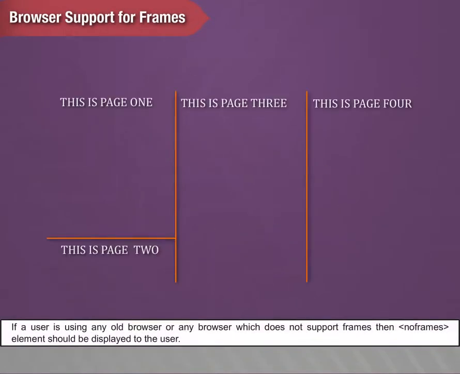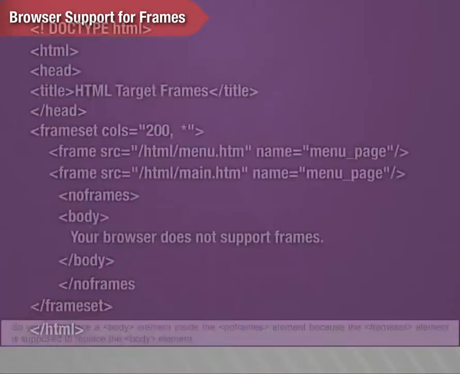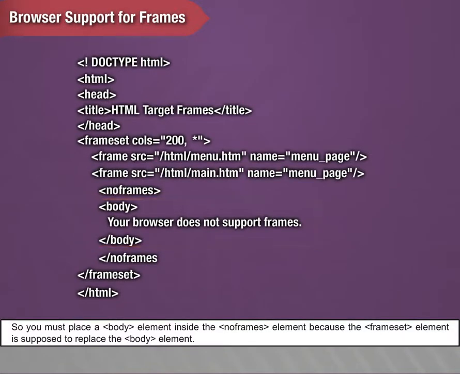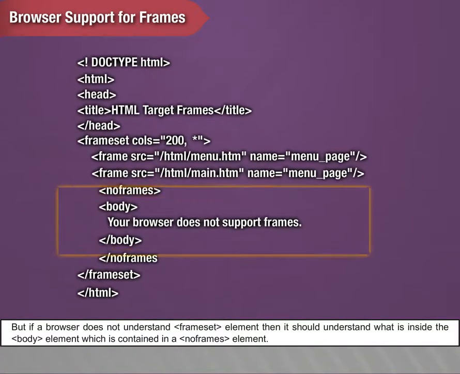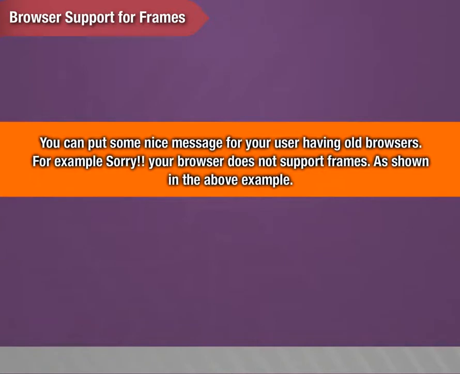Browser support for frames. If a user is using any old browser or any browser which does not support frames, then no frames element should be displayed to the user. So you must place a body element inside the noframes element because the frameset element is supposed to replace the body element. But if a browser does not understand the frameset element, then it should understand what is inside the body element, which is contained in a noframes element. You can put some nice message for your user having old browsers. For example, sorry, your browser does not support frames, as shown in the above example.